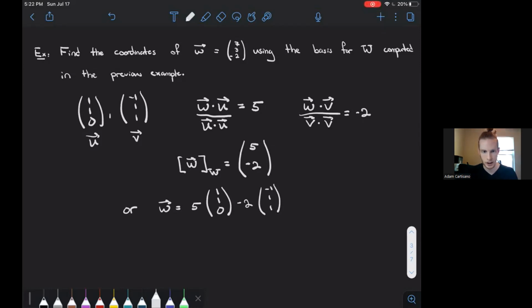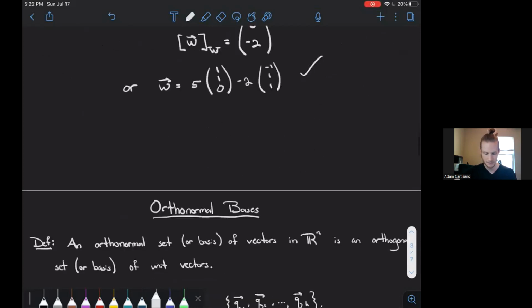5 plus 2 is 7. 5 minus 2 is 3. And 0 minus 2 is negative 2. So, yeah, this is kind of a fantastic result. Look at how easy, we don't have to solve a system of linear equations to find these coefficients anymore. Just do a couple dot products, and it works out.